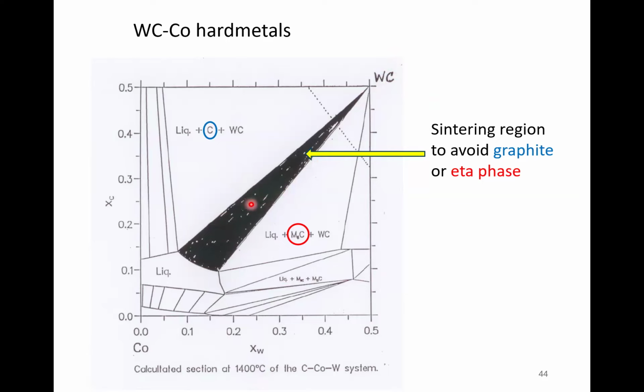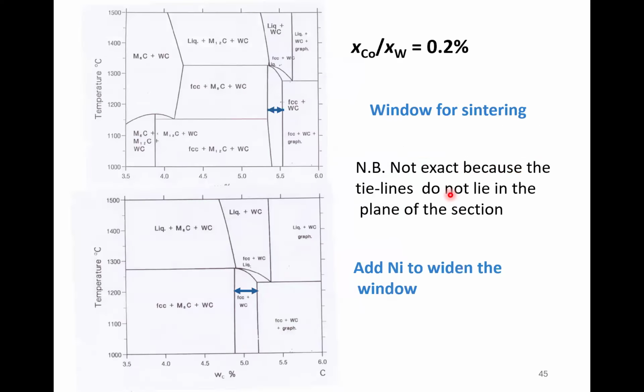If you come off that, either way, you will not be in a two-phase region, and over here you'll pick up carbon, which you don't want because it makes it more brittle, and over here you pick up the eta phase, which you don't want because it makes it more brittle. You want to be in here, but the problem is you want quite a high proportion of tungsten carbide, and you'll see as you move towards it, this phase field gets more narrow, and so it's more difficult to stay in it and you may wander out and get some eta phase. So you want to avoid that.